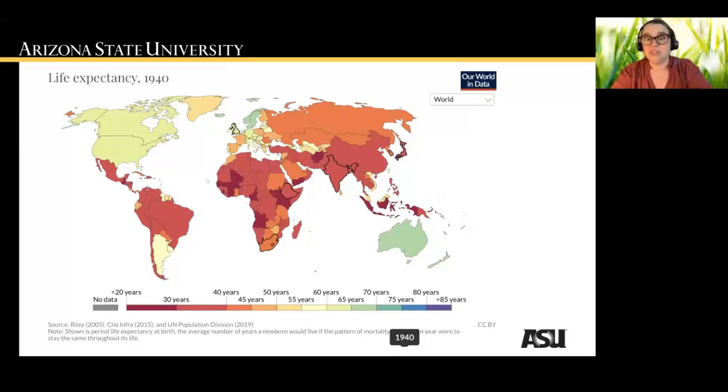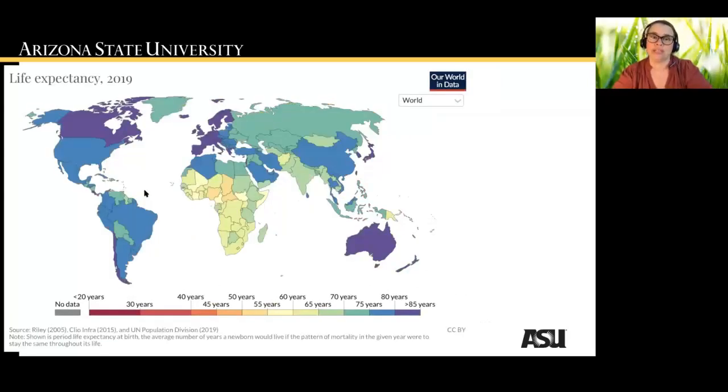Typically in the United States, we were living about 65 years. And then when we look at Australia, they had it going. They were living about 70 years. Europe, still a little higher, around 65, 70, although some areas were closer to about 50 years. And then most of Asia was around 40 to 50 years.